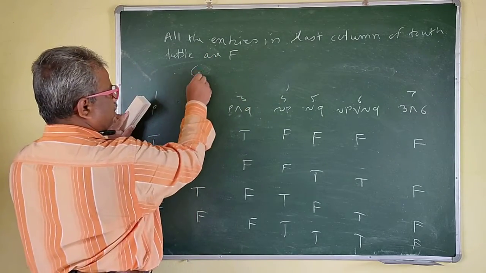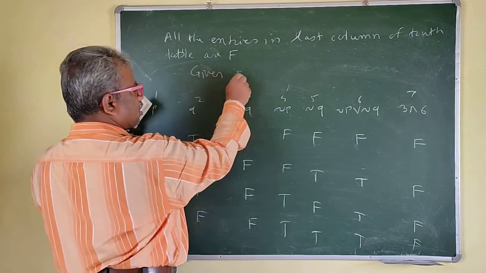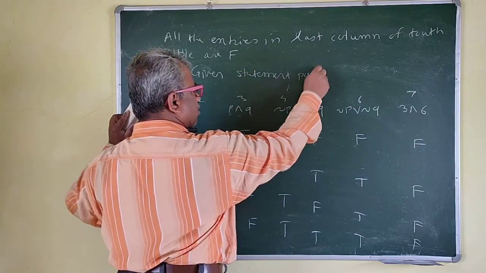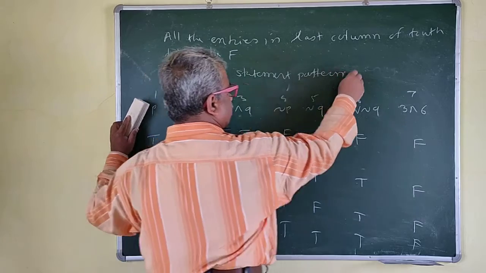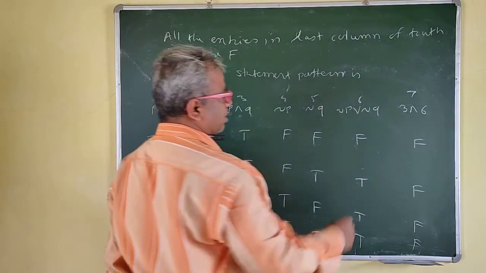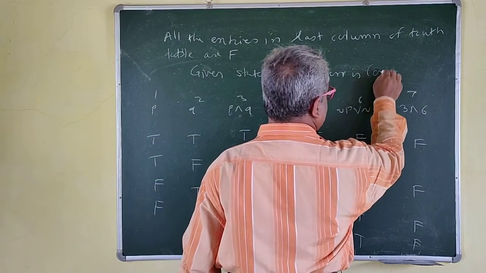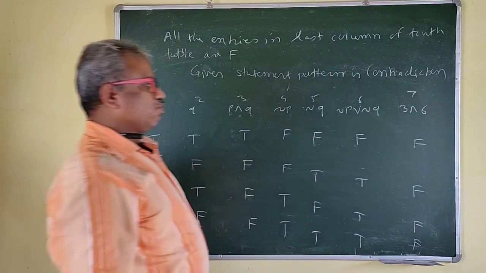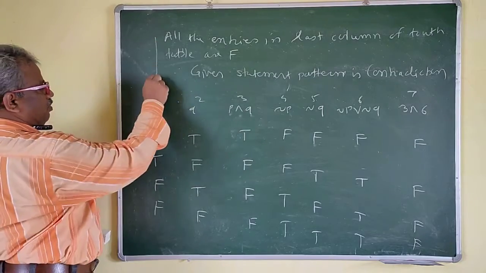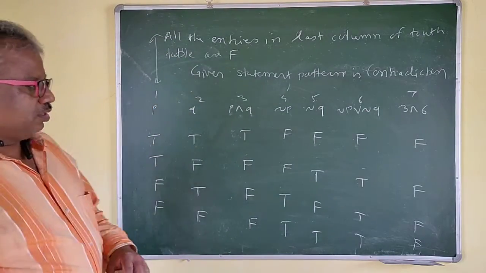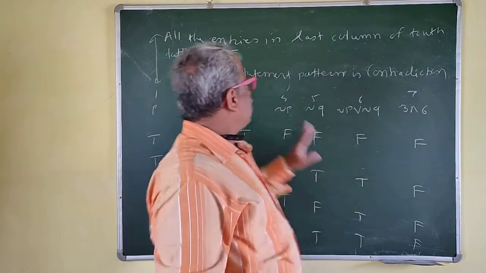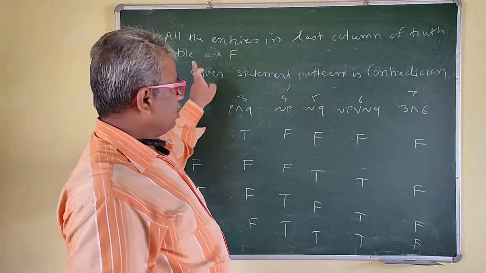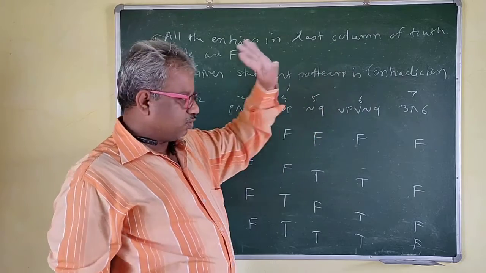Therefore the given statement pattern is a contradiction, right? In this way you have to conclude this. This is very important. Now if all the entries were T, then you have to say all the entries in the last column of the truth table are T, therefore the given statement pattern is a tautology.